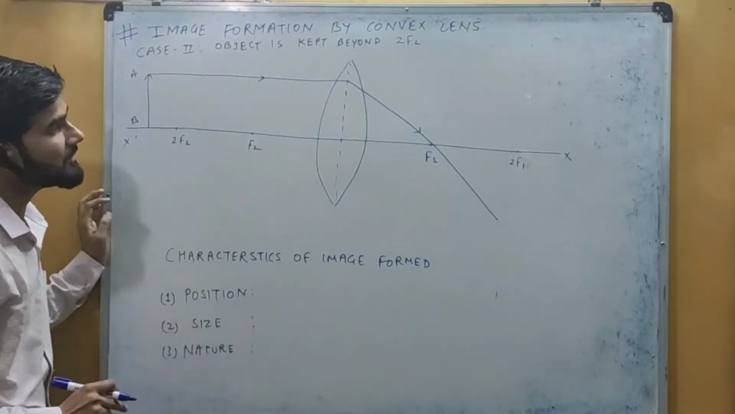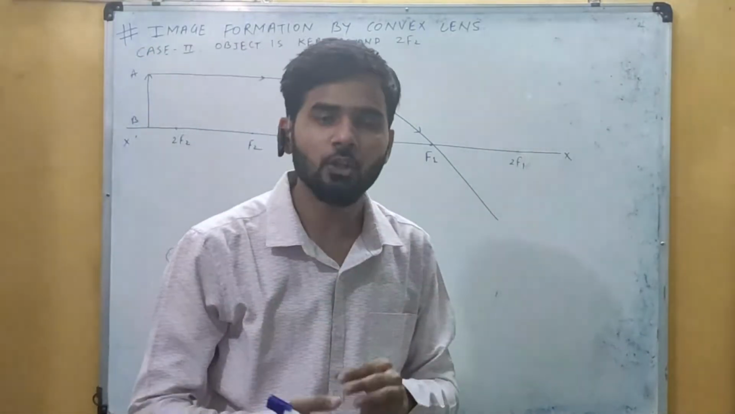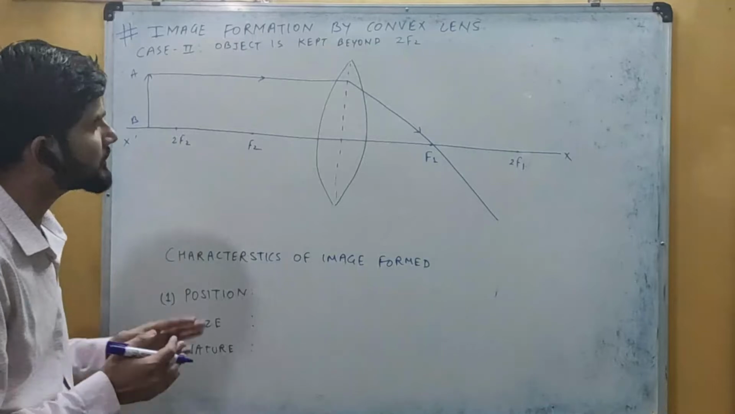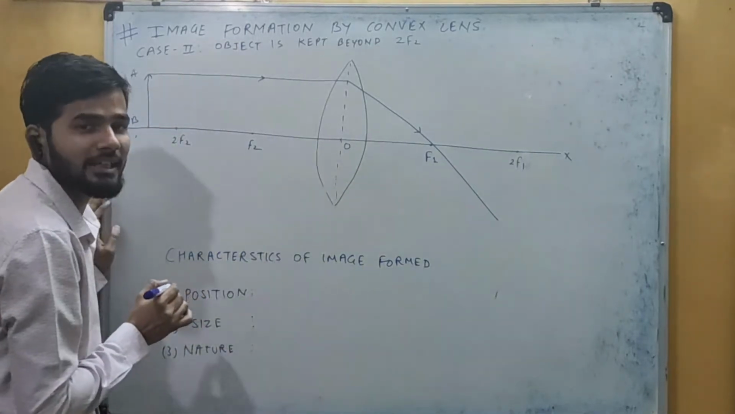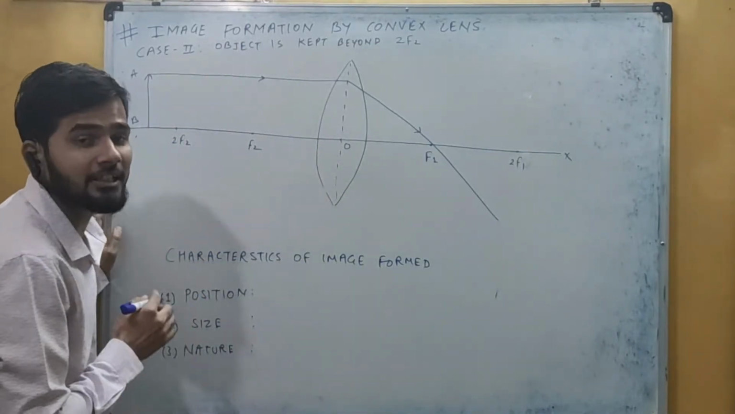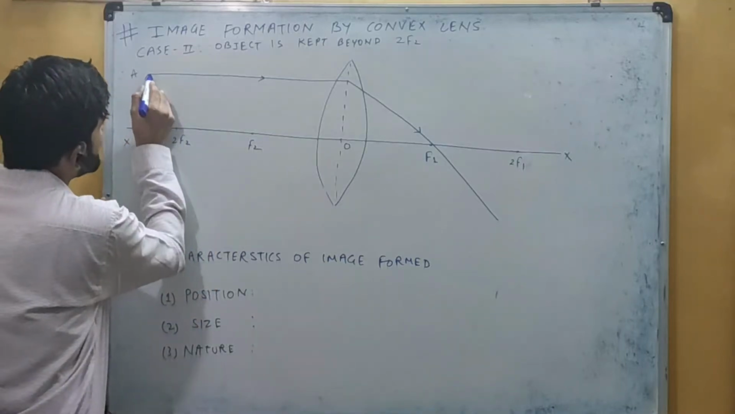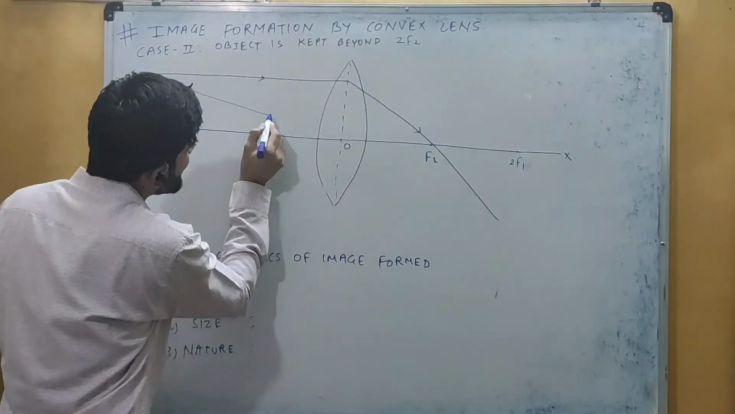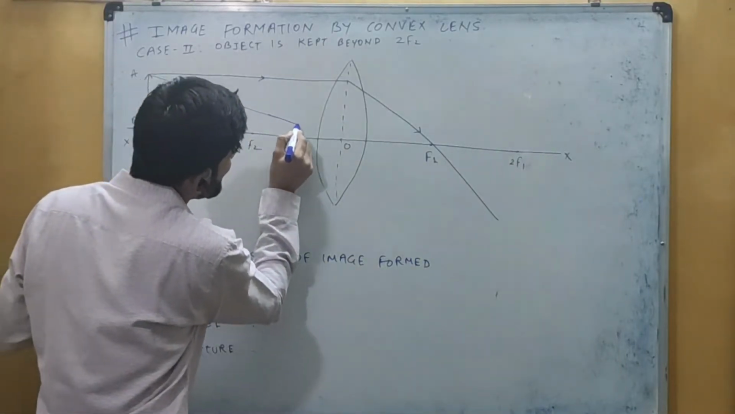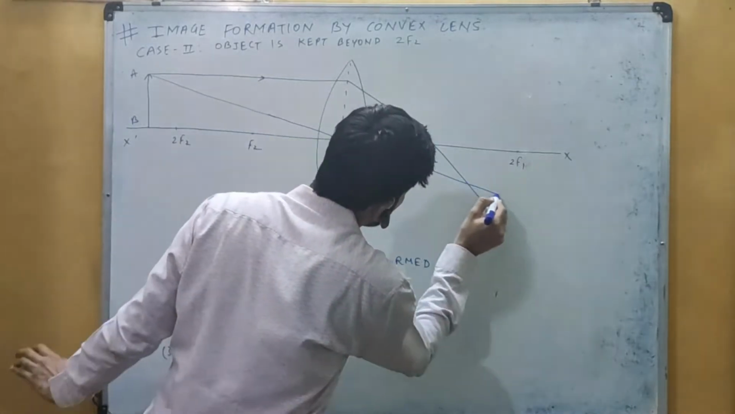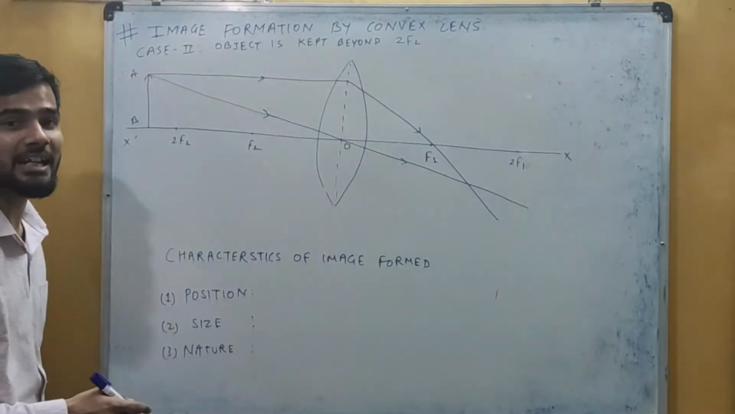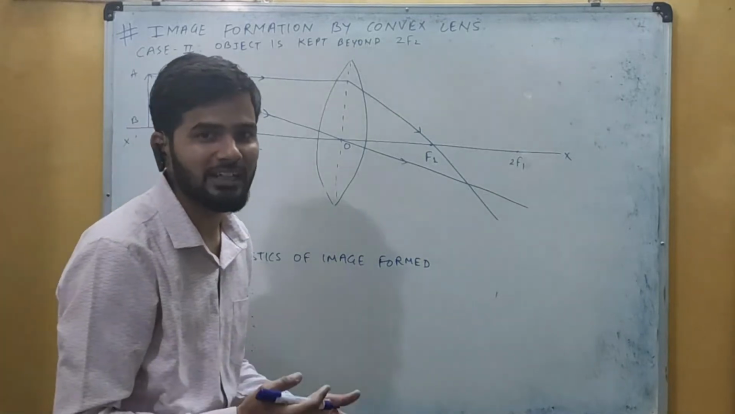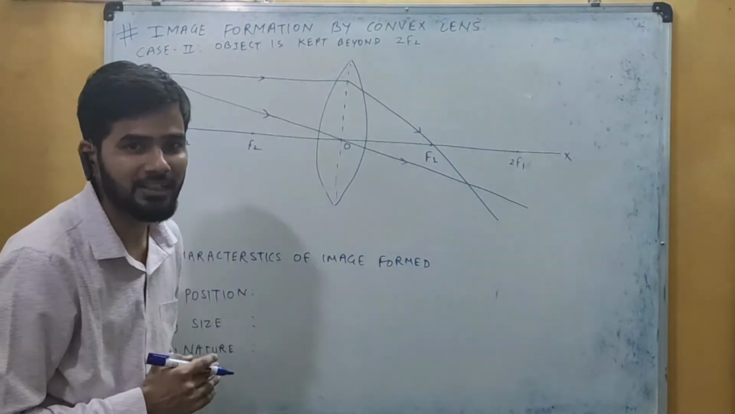Okay, now here we will use the second rule. You can also use the third rule. I am using rule number second. It says that if a ray of light is passing through the optical center, then it remains undeviated. So here also we will pass the light ray through the optical center. Okay, so here it will pass undeviated. There will not be any refraction in the ray which is passing through the optical center.